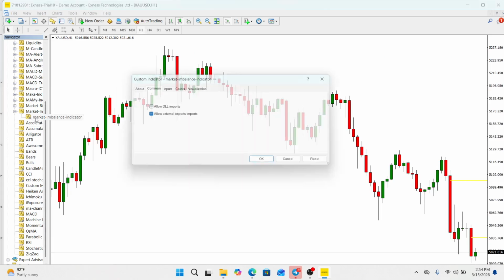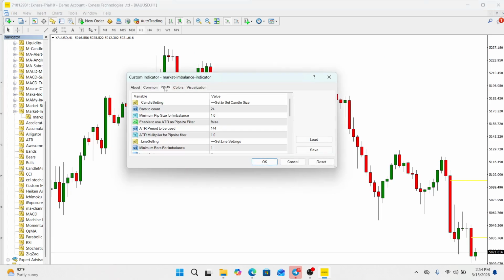As for the indicator settings, the settings allow you to adjust the minimum gap size required for detection, change the colors for bullish and bearish imbalance zones, and choose whether to display only recent zones or all historical ones. You can also control the opacity and line style of the zone markers.